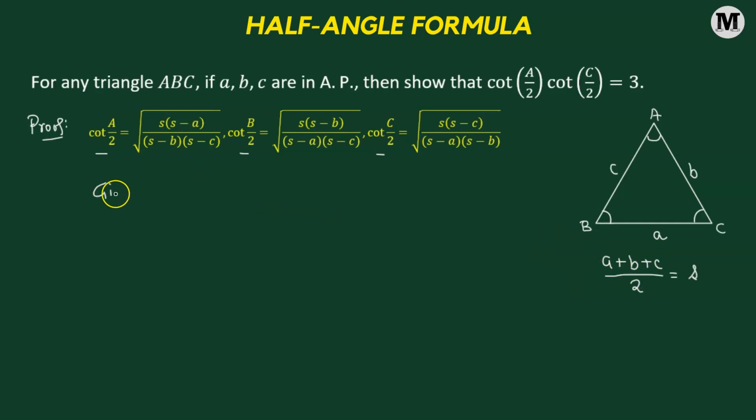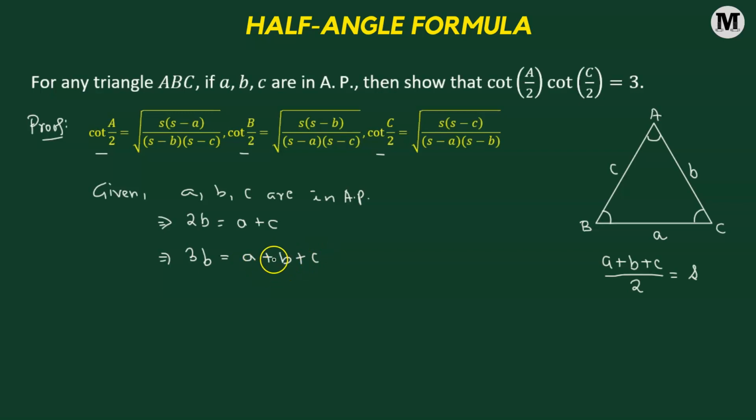We'll start with the given condition that A, B, and C, these three terms, are in arithmetic progression. Now, if they are in arithmetic progression, then we can immediately say that 2 times the middle term, which is B here, equals the sum of the extreme terms, so the sum of the first term and the third term. Now here we'll add B to both sides. That gives us 3B equals A plus B plus C.